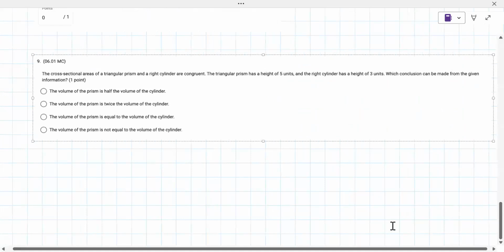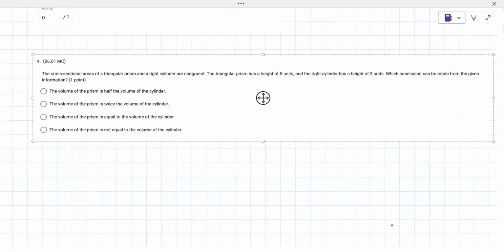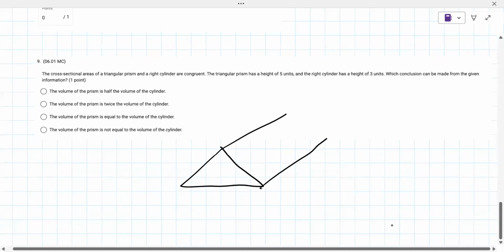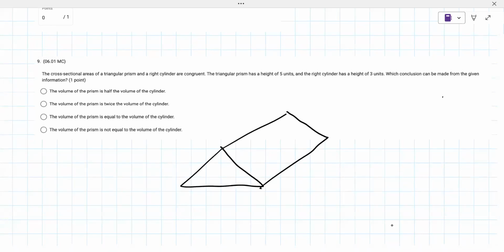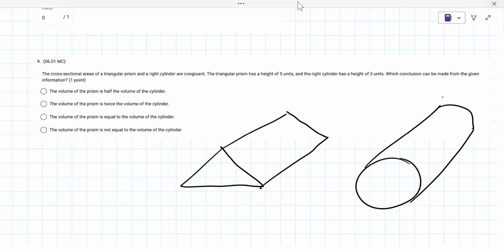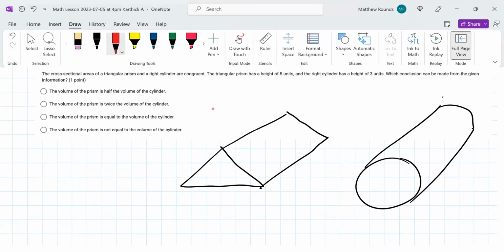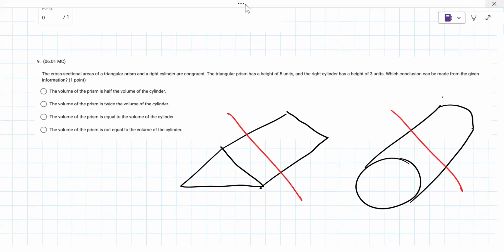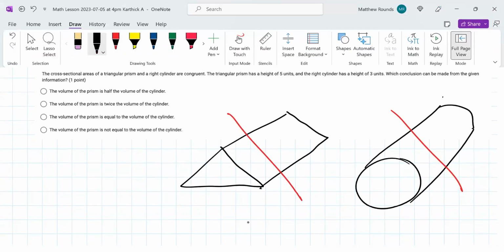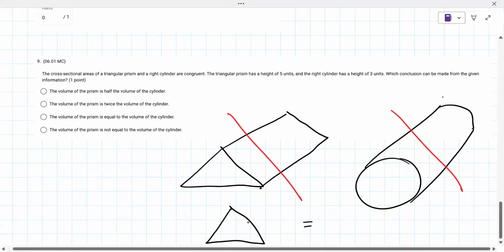It says the cross-sectional areas of a triangular prism and a right cylinder are congruent. So the triangular prism, let's draw that one first. It's kind of like a tent. And then the right cylinder, I'll just draw up this direction. When you slice these, they're saying that the triangle is equal to the circle.